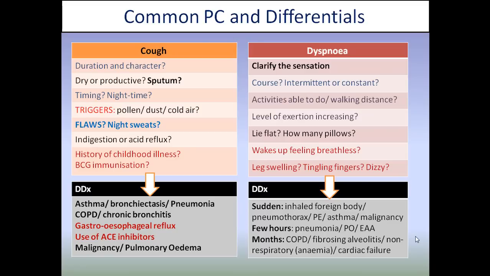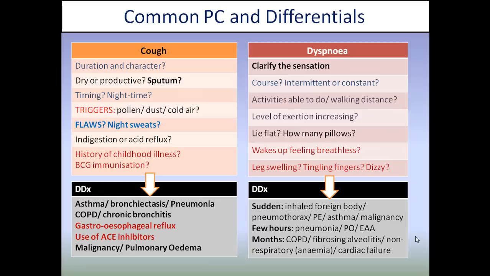Sudden breathlessness makes us think more about inhaled foreign bodies or pneumothorax, or a pulmonary embolism, whereas breathlessness developing over a few hours is more likely to be asthma, pneumonia, pulmonary edema, or extrinsic allergic alveolitis. If the dyspnea develops over months and years, this suggests COPD, or fibrosing alveolitis, or a non-respiratory cause, for example anemia. And if they've got chest pain accompanying it, it points to cardiac causes of breathlessness. So it's important to ask this question as it can give us clues as to what the differentials could be.